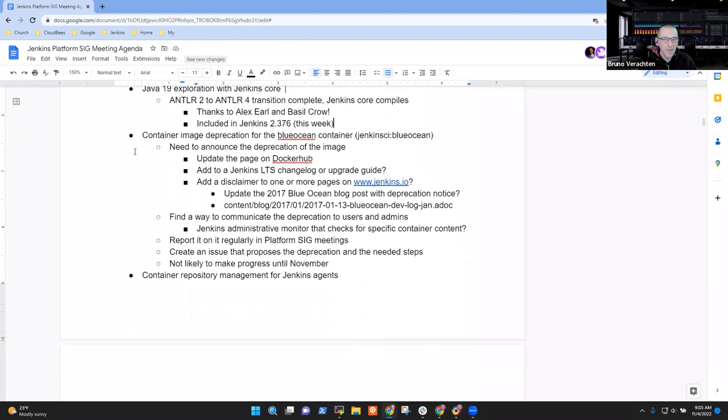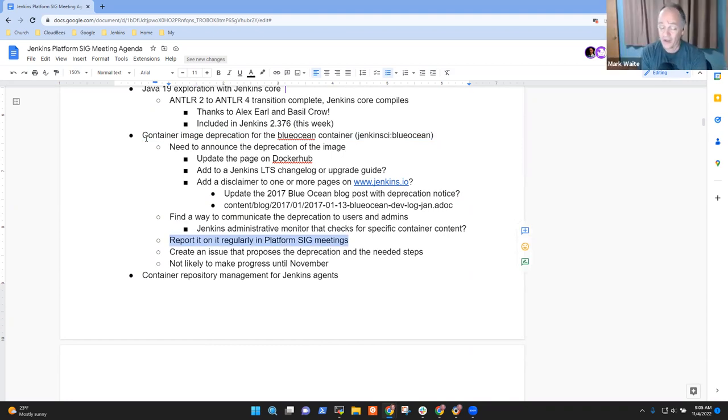Next one, I think we haven't progressed on that one, which was a container image deprecation for the Blue Ocean container. So we haven't announced the deprecation of the image yet, have we? We have not. No, and I assume it will be several weeks before we get to that. There's a bunch of work hiding in that, and the work is important to do, but it's lower priority than other things we've got going right now. Of course.